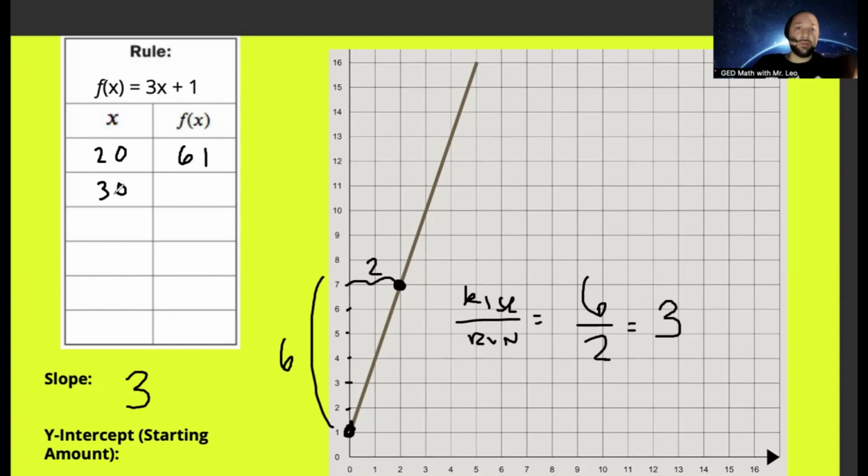Now, how about for 30? 3 times this new input, 30. 3 times 30 is 90. Plus 1 is 91. So now I have 2 points right here. Let's do this by using that format: change in output over change in input.